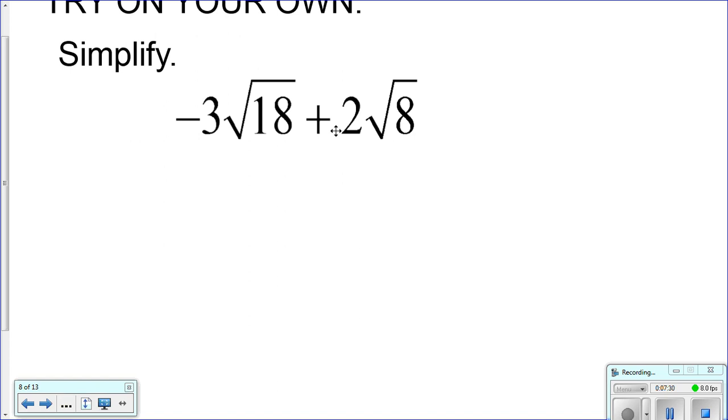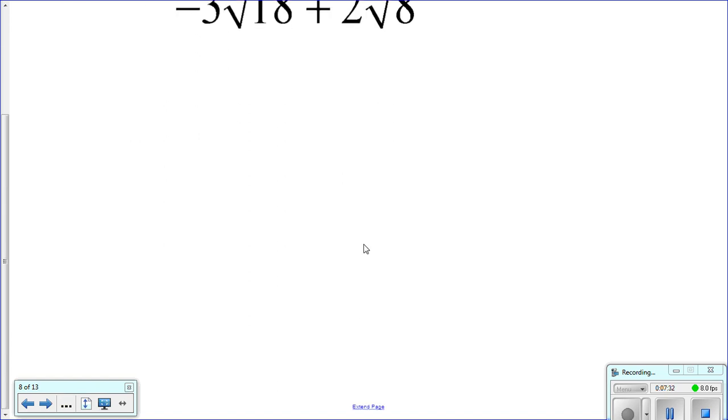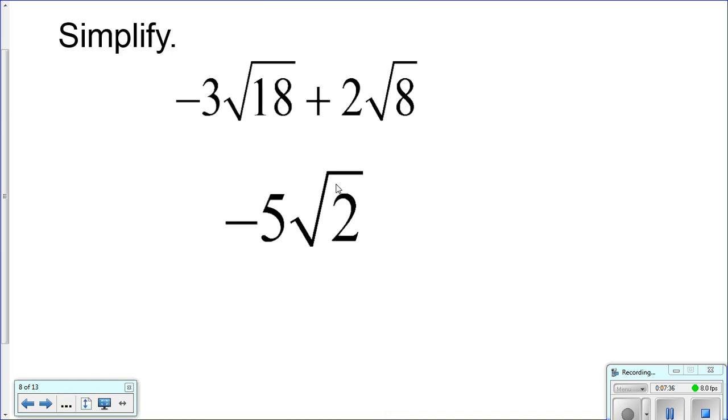Okay, so when you simplified it, what you should have gotten is -5 square root of 2. Okay, there we go. That would be your answer. Is that right? Yeah, it is. Sorry, it took me a minute. So if you have a question, write it down. We'll answer it in class.